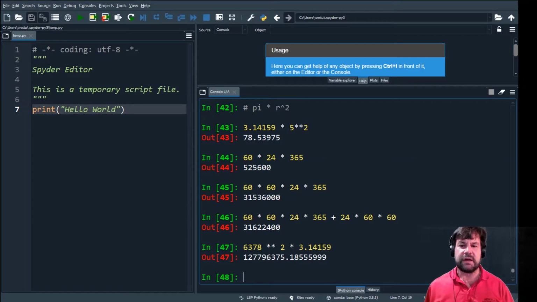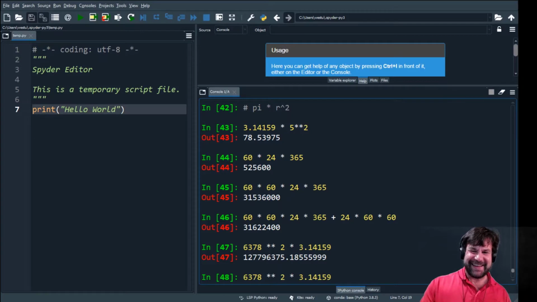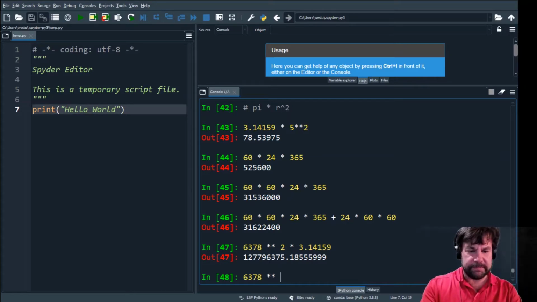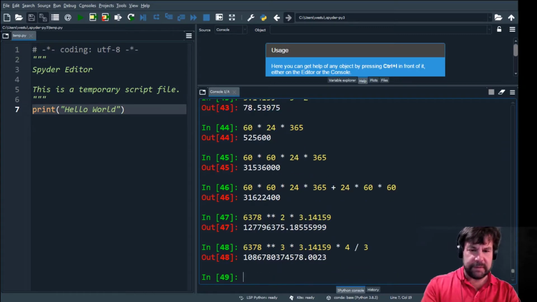127,796,375 and change cubic. Oops, wait a minute. That would be, yeah. All right. The volume of the Earth would be 4/3 pi r cubed, right? So there's the radius cubed times pi, 3.14159 times 4 divided by 3. Okay, that's better. All right, so if I got that right, that should be the volume of the Earth in cubic kilometers.